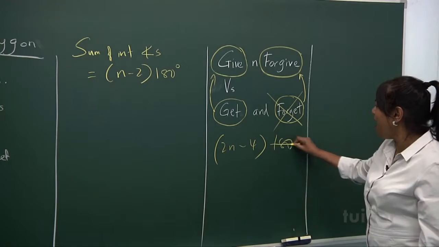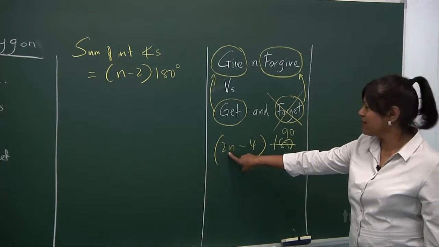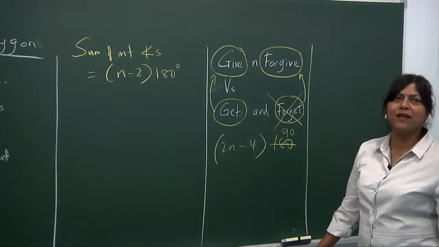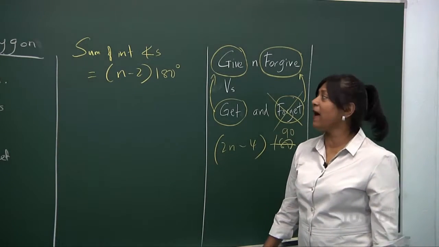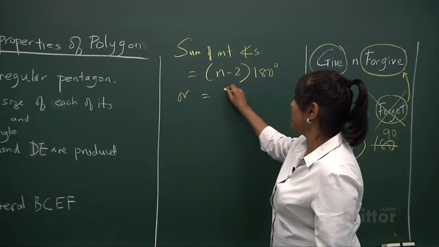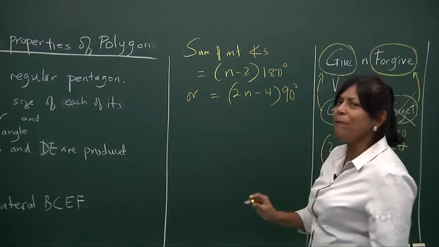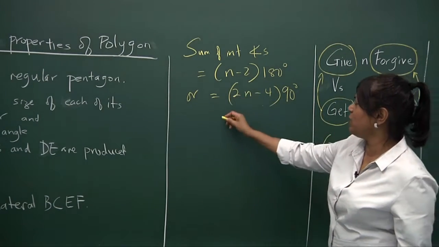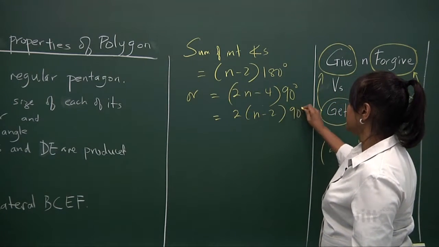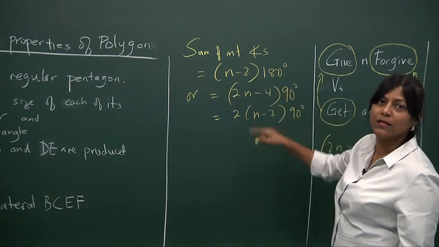So change this to 90. N is 3 sides, 6 take away 4, 2 times 90, 180 degrees. That is the other formula, the same thing: (2n minus 4) times 90 degrees. There is no big difference. If I take the 2 out, you can see that I get (n minus 2) times 90. And what is 2 times 90? 180. They are all the same.